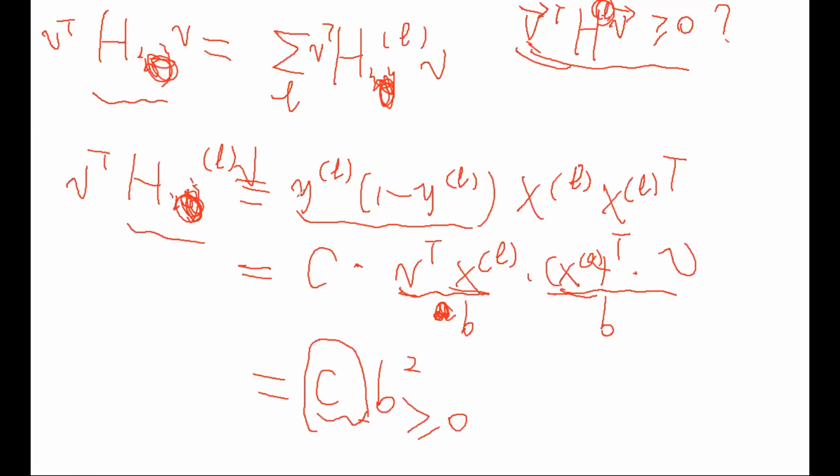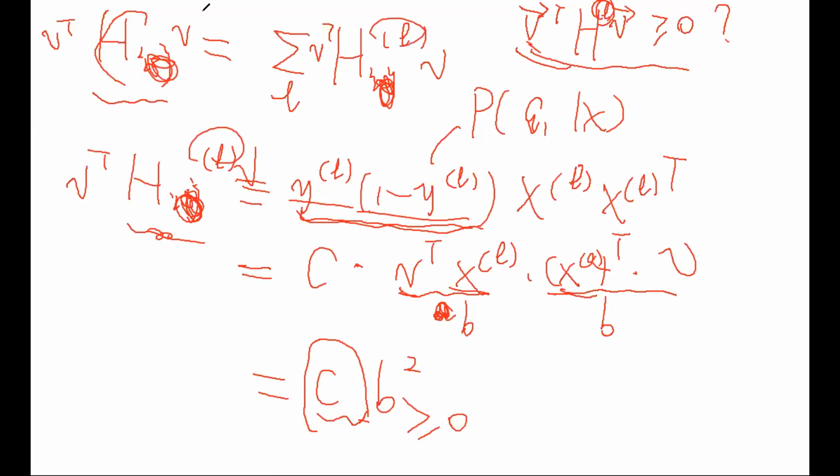What is c? c is y times (1 minus y). This is the probability of class 1, a probability between 0 and 1. So these two terms are both non-negative, so the whole term is non-negative. That's why for each l, and the summation, this shows that the Hessian matrix is positive semi-definite for any v. You get b squared, so this completes the proof that this is convex.